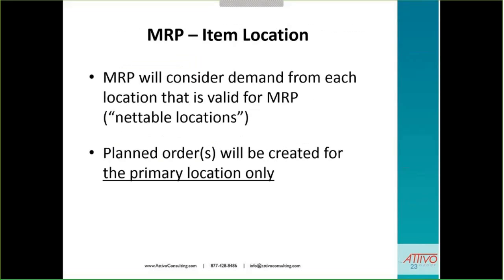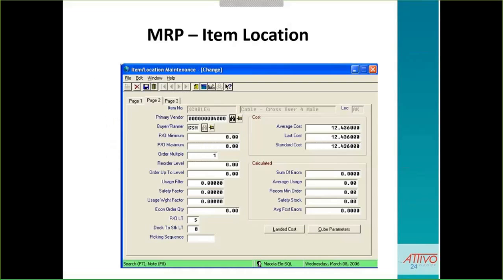So we discussed the nettable locations, and of course those have to be turned on for MRP purposes. And keep in mind, you can turn the switch on and off for various purposes. That happens at regeneration time. You can say, oh, I just want to consider this location and not that location, for whatever purposes you might need to. But always, always, always, planned orders are created for the primary location only. So you may need to change the order location once MRP makes a recommendation.